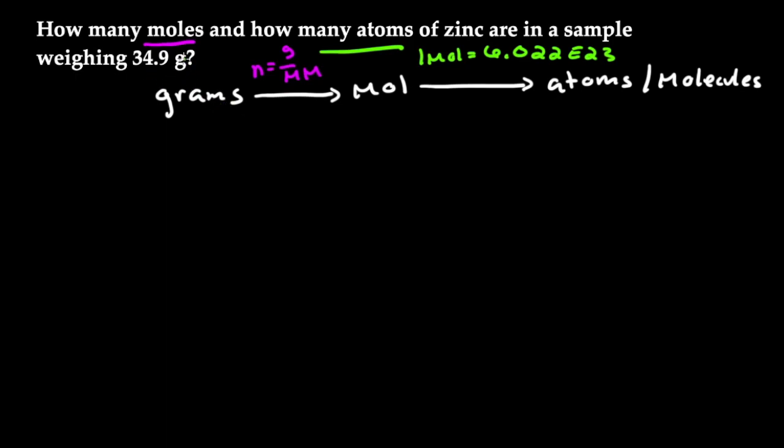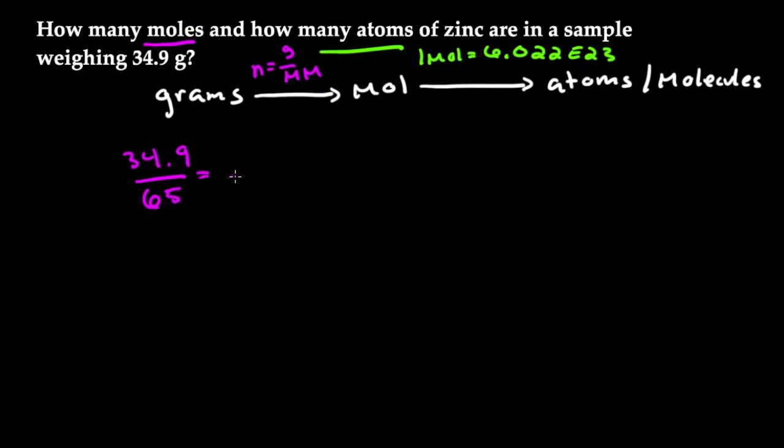And since we have this mass right here as 34.9 grams, we're in grams right here, and we can go to moles if we do this equation right here. So let's go ahead and do that. What we're going to do is take this 34.9 grams, and divide it by the molar mass of zinc. If you go to the periodic table and look up the molar mass of zinc, that's going to be 65. So we're going to divide this by 65.